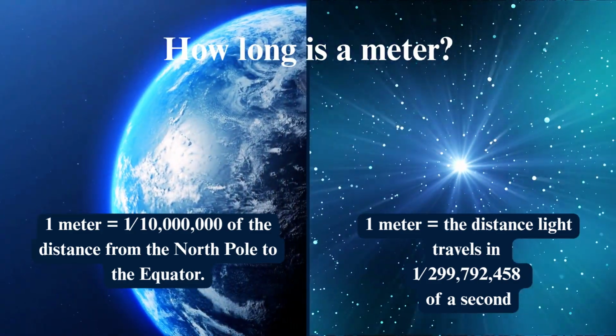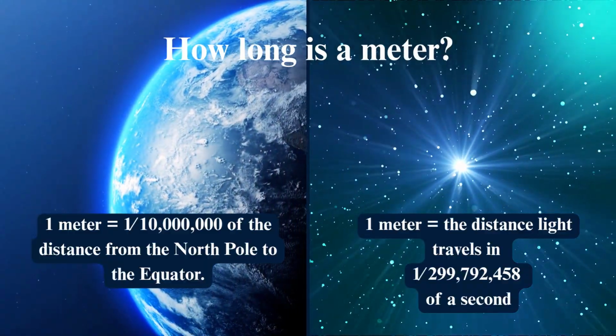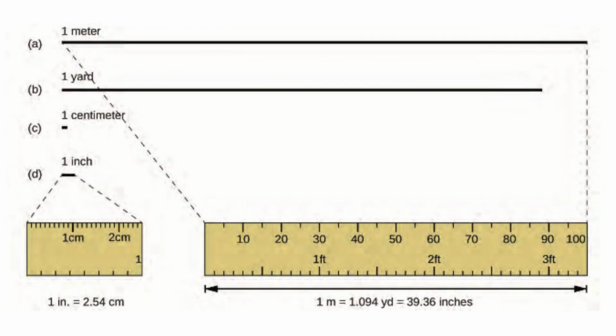To put it in perspective, 1 meter is about 39.37 inches. For everyday scales, we use centimeters and millimeters. For longer distances, we use kilometers.